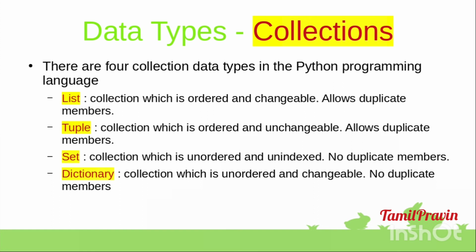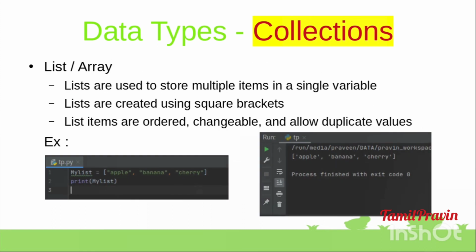Let's see them one by one. Here the list. The lists are arrays. The lists are used to store multiple items in a single variable. The lists are created using square brackets. The list items are ordered, changeable and allow duplicate values. Here is an example of how to create a list.